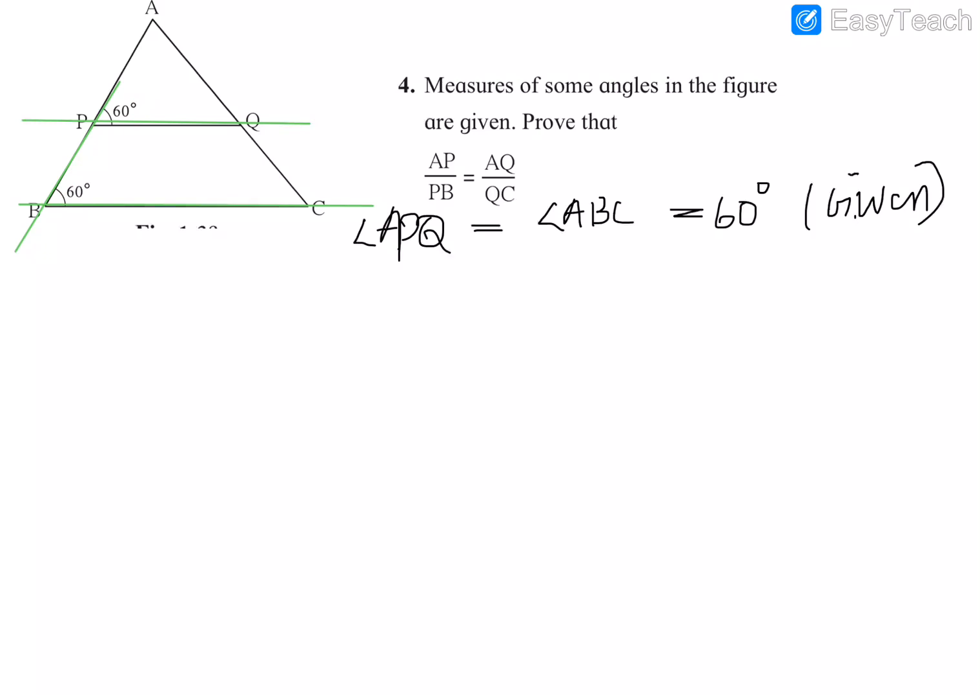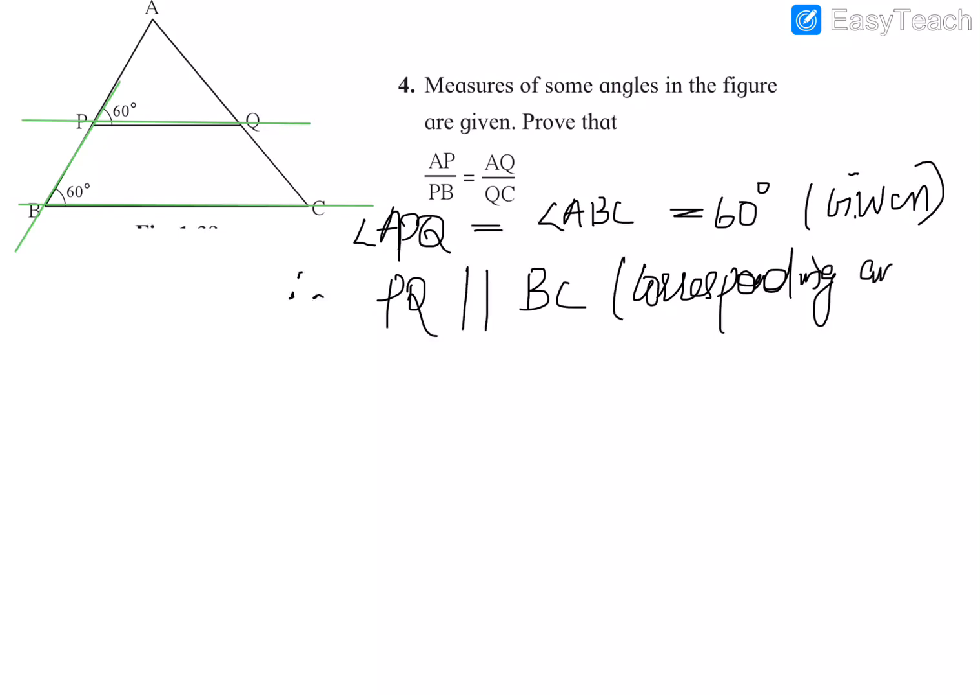So since these angles are equal, we can write that therefore the line segment PQ is parallel to the side BC, since the corresponding angle test. We need to write that reason also: corresponding angle test.